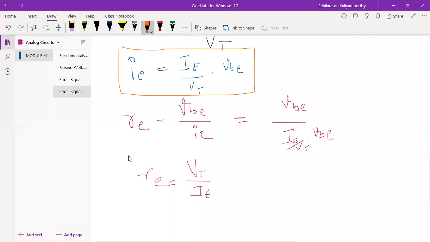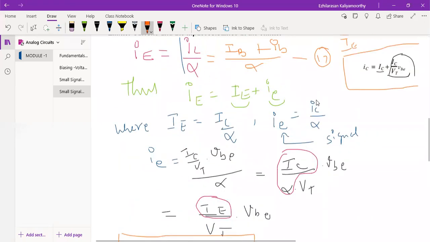So from this, what I can summarize is that normally at room temperature, VT, the thermal voltage, will be constant. If it is constant, as the emitter current increases, the emitter resistance also will increase. So now what we will do from this, let us compare the RE expression.